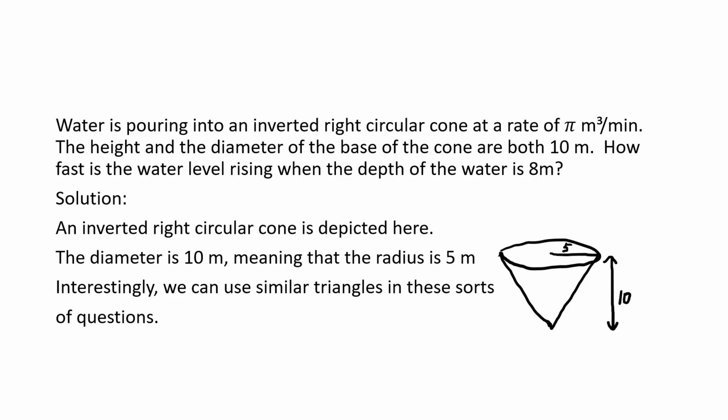An inverted circular cone looks like what we're showing you here. And we have a radius of 5, because it tells us that the diameter of the base of the cone is 10. It's inverted, so the diameter is across the top. And so that diameter is 10, meaning our radius will be 5. The height is 10. Okay?